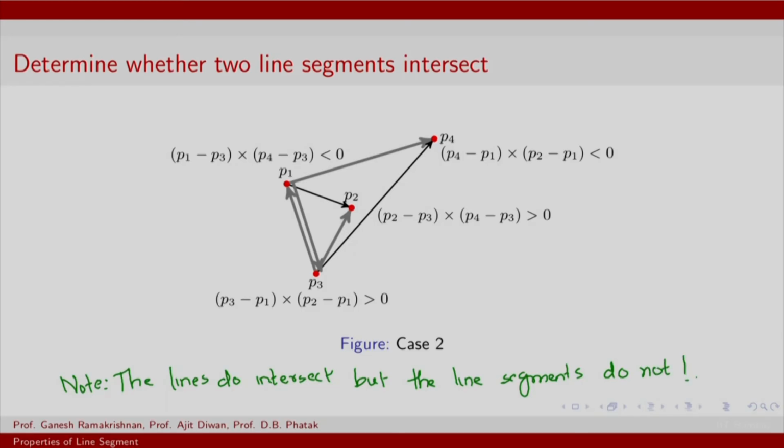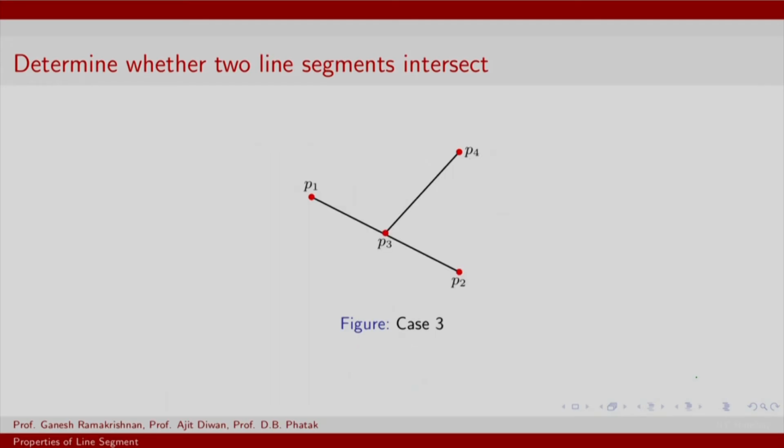This precisely is the significance of both the tests. One needs to determine that the cross products have opposite signs for both the pairs P1 P2 and P3 P4. It doesn't suffice to check for opposite signs only for one of them. Here is the corner case.